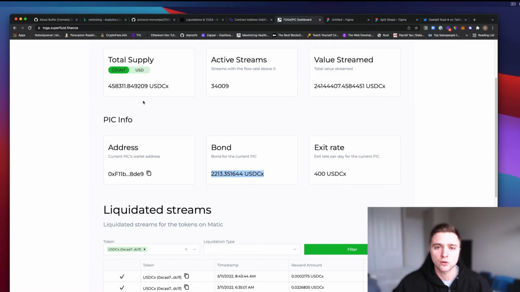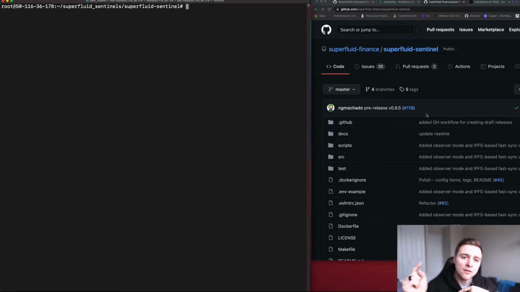So what we'll do is run a Sentinel using a remote machine that I have, just like a cloud service. We use Docker, and I will stage a liquidation for you to show you how this looks in real time. Okay. So I have on the right-hand side of my screen the Superfluid Sentinel repo. This is inside of our GitHub account, right? You can find it at Superfluid Finance, Superfluid Sentinel.